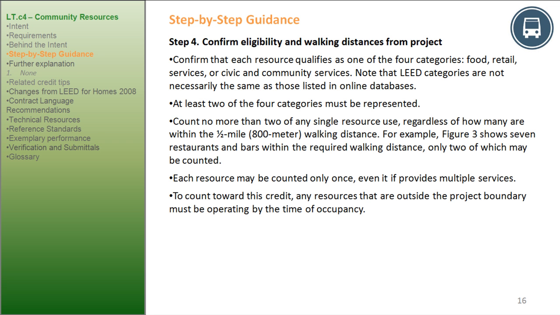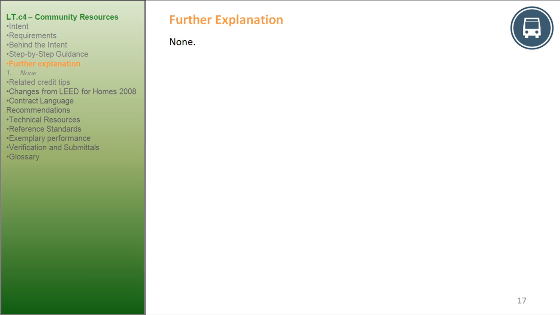Count no more than 2 of any single resource use, regardless of how many are within the 1/2 mile or 800-meter walking distance. For example, Figure 3 shows 7 restaurants and bars within the required walking distance, only 2 of which may be counted. Each resource may be counted only once, even if it provides multiple services. To count toward this credit, any resources that are outside the project boundary must be operating by the time of occupancy. Further explanation: none.